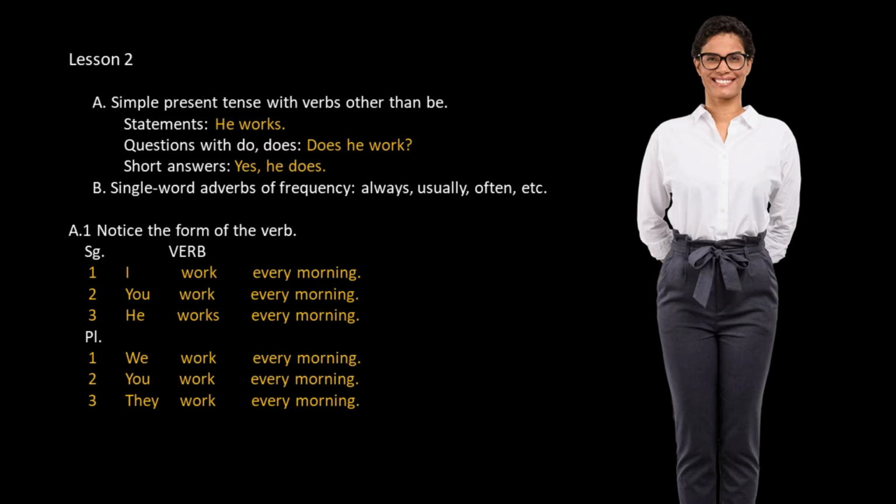Singular subject: I, you, and he. For example, I work every morning. You work every morning. He works every morning. Plural subject: we, you, and they. For example, we work every morning. You work every morning. They work every morning.